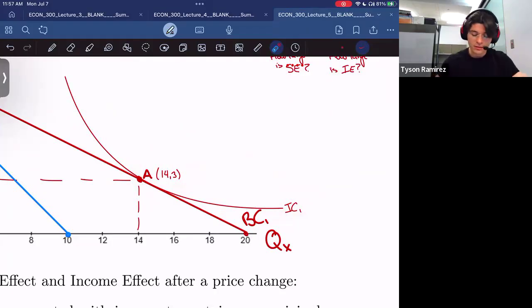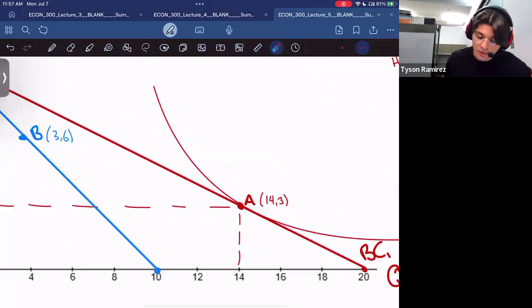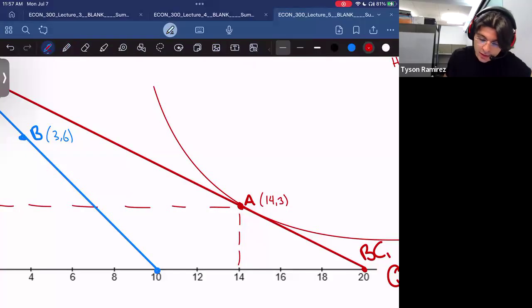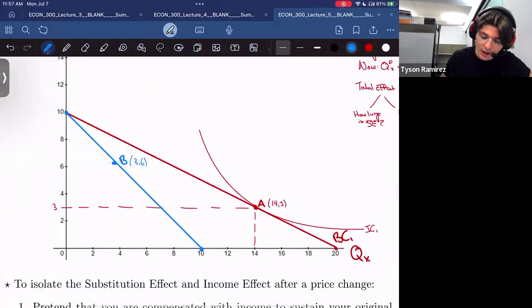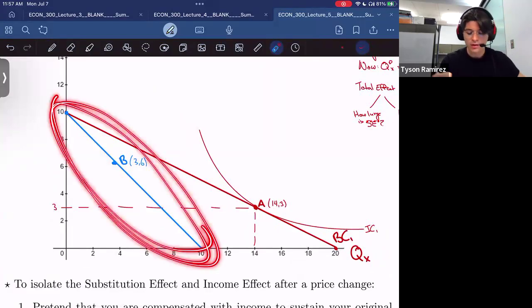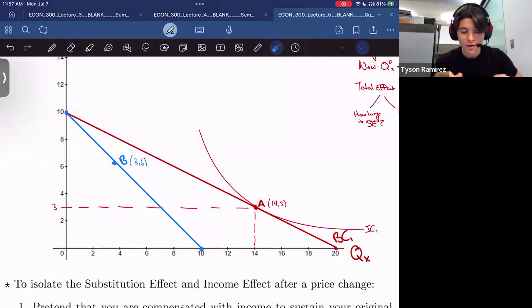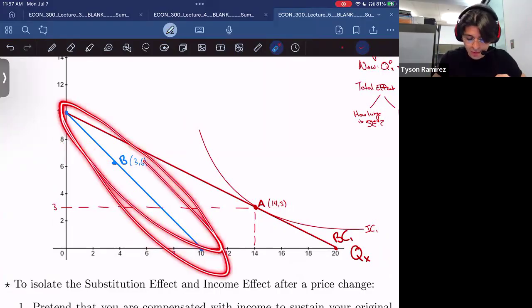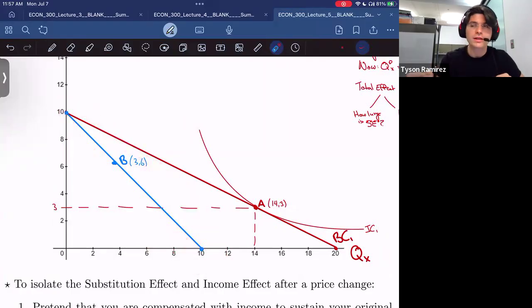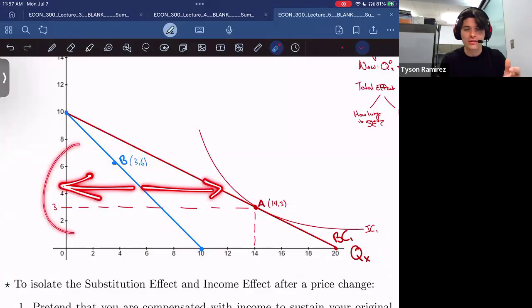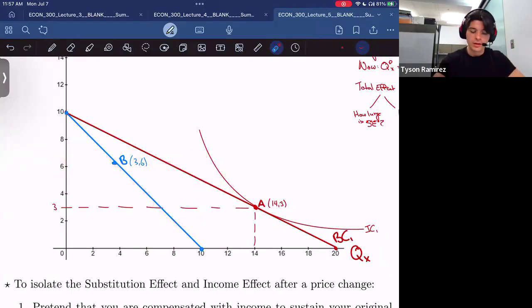Well, the price of the good went up. That's for sure, right? Remember, the price ratio determines the slope of the budget constraint, whereas the actual income, the money you have to spend, determines whether it shifts left or right. But you get what I mean. So the price ratio went up and we can't change that. But suppose somebody came through and gave you money to support the same level of utility.